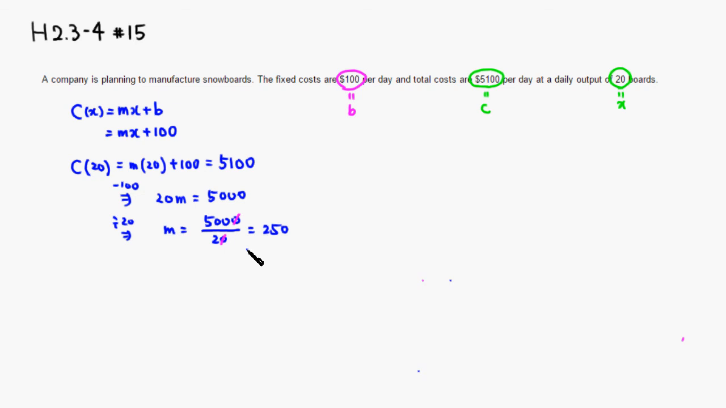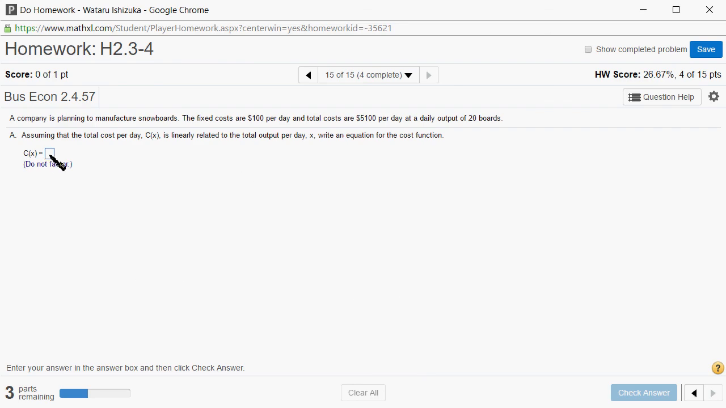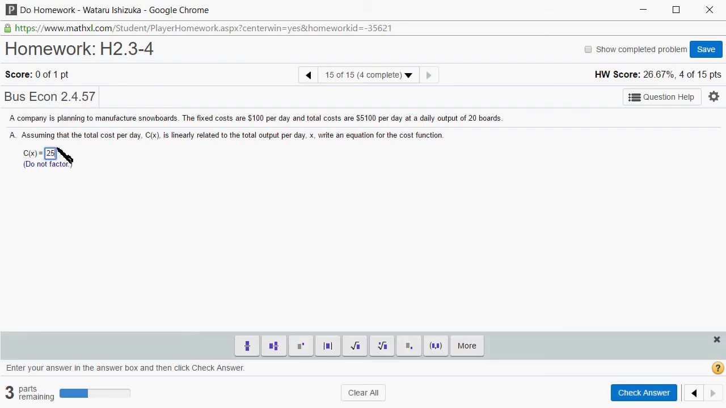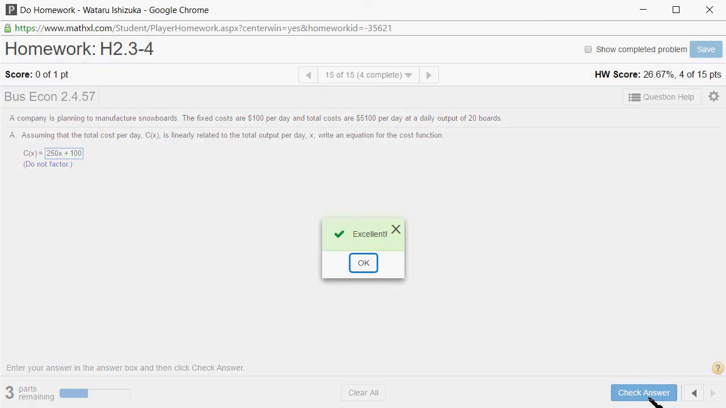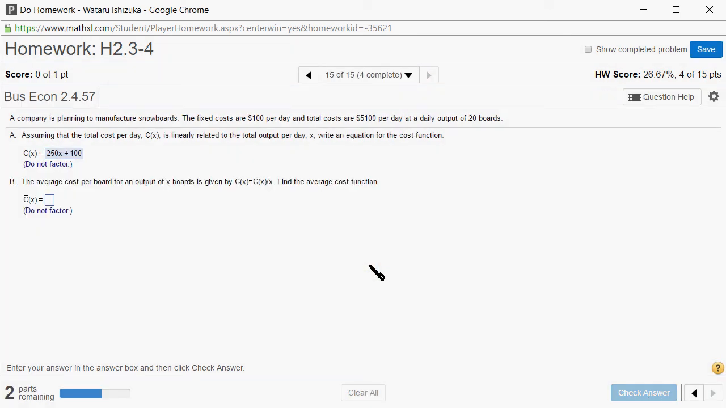So therefore the cost function is going to be, m is 250, x plus the fixed cost of 100. So let's type that in. We have 250x plus 100. Let's check the answer. We got that. Alright, part B.